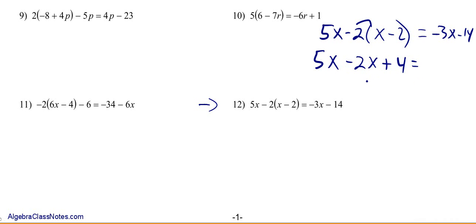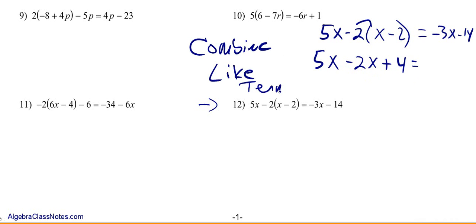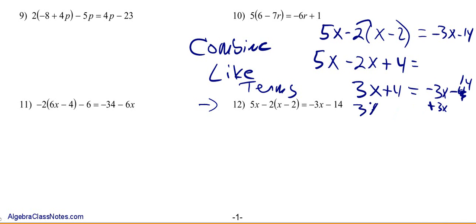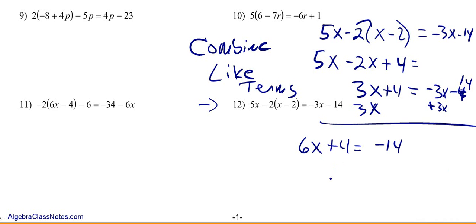Since we like to work with one side at a time, let's go ahead and combine like terms. 5 minus 2 is 3x plus 4. That's equal to -3x minus 14, right? Minus 14. Well, if we add a 3x to both sides, this becomes a positive 6x over here, plus 4 is equal to a -14. Is that right?